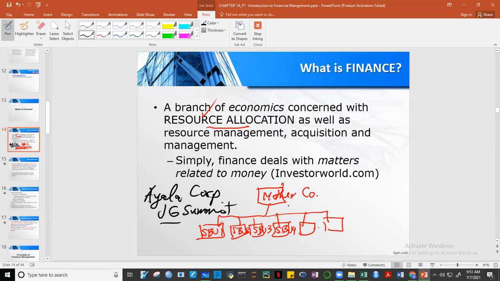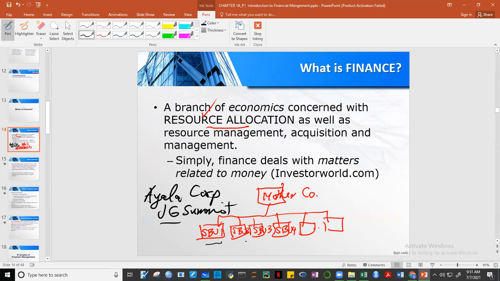Okay, so the question is, where do they engage in? In what industries and what businesses will they engage in? So they create what we call SBUs, di ba? Ano ibig sabihin ng SBUs? Strategic Business Units. So good example of that is Ayala Corp.